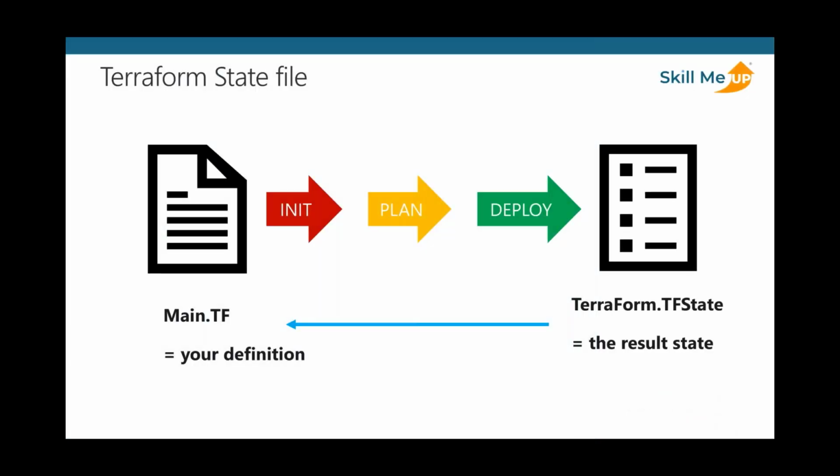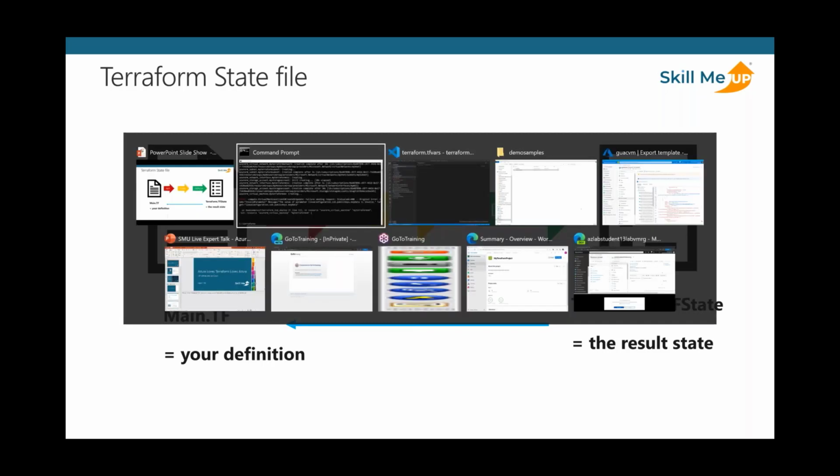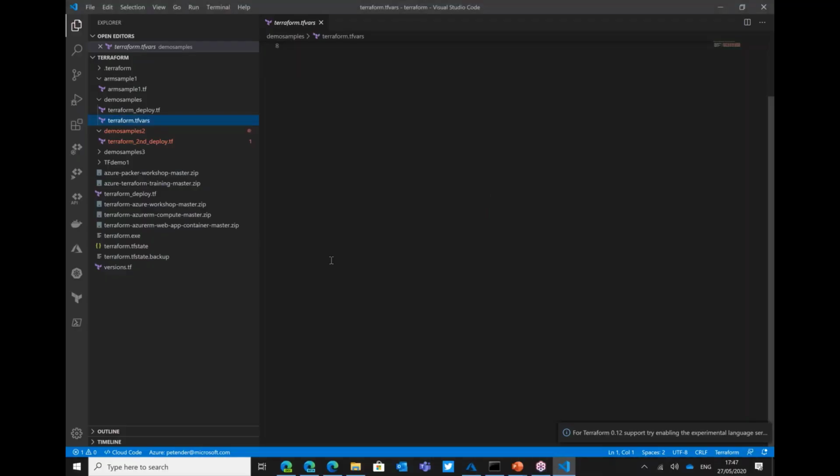So what was important is that Terraform State file. So we started with our deployment file. In this scenario, I call it the main.tf, but it could be any other file name as well. As long as it has the TF file name, it's fine. Where we ran the init plan deploy, and the outcome is a state file.